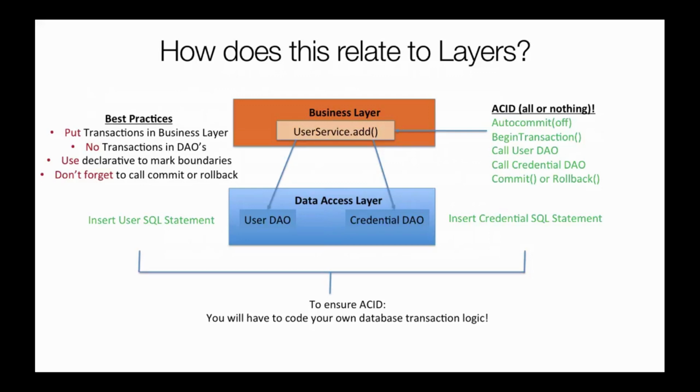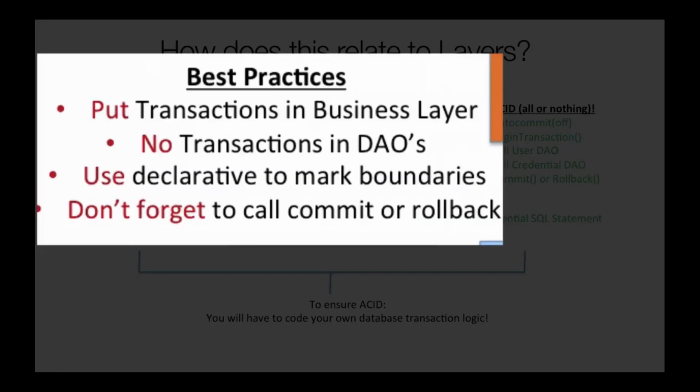So here are some good practices if you want to make sure that your data is valid. Put your transactions in your business layer. We're going to demonstrate that in an in-class exercise as well as in the application. We don't do any transactions in our database administration object. We're going to use declaratives to mark the beginning and ending of a business transaction, and we will call the commit statement or rollback, either one, at the end of our process.